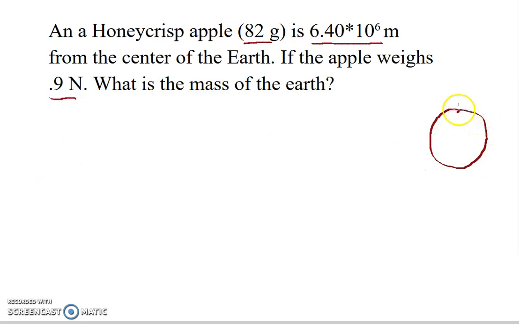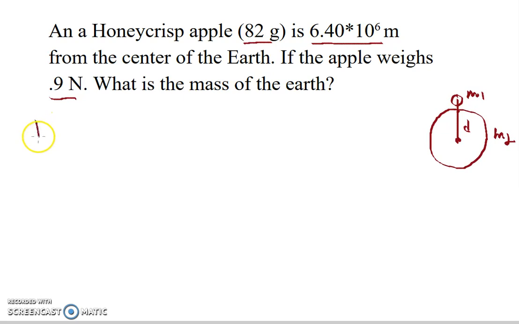So what do we have? We have the Earth. We have an apple. I'm going to call the apple M1. I'm going to call the Earth M2. So we know the mass of the apple, we know M1. We don't know M2. We're looking for M2. And we do know the distance between the center of the apple and the center of the Earth.